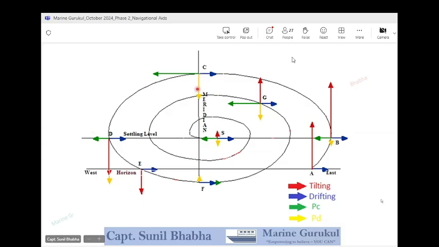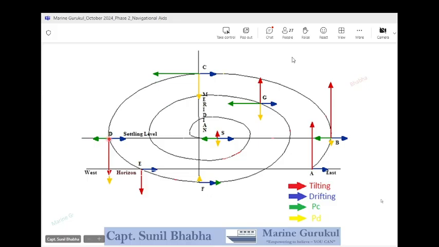But since this yellow color force is pulling it downwards, it goes from Charlie to delta very, very quickly. So this delta point is also much inwards as compared to the ellipse. This delta point is much closer to the meridian as compared to the delta point of the ellipse.